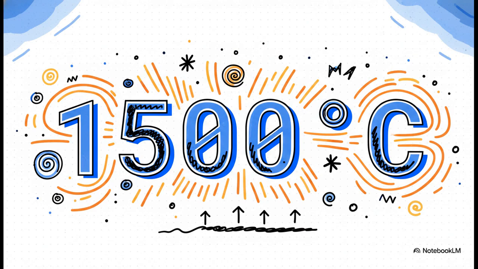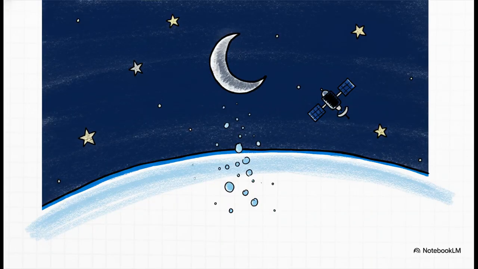Just take a look at this mind-blowing number. In the thermosphere, the temperature rapidly increases with height and can actually reach up to 1,500 degrees Celsius. Now, the air up here is incredibly thin, but the tiny amount of gas that is present absorbs massive amounts of high-energy solar radiation. Let's see how this builds into the exosphere.